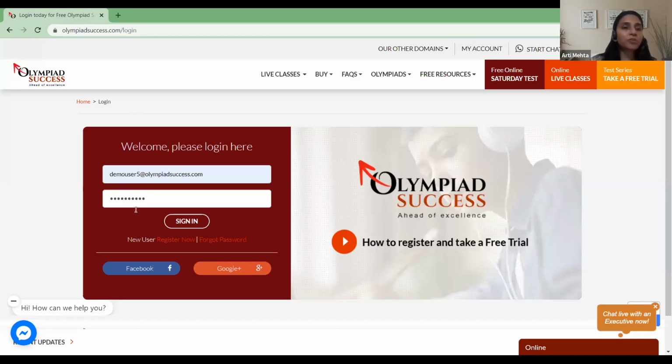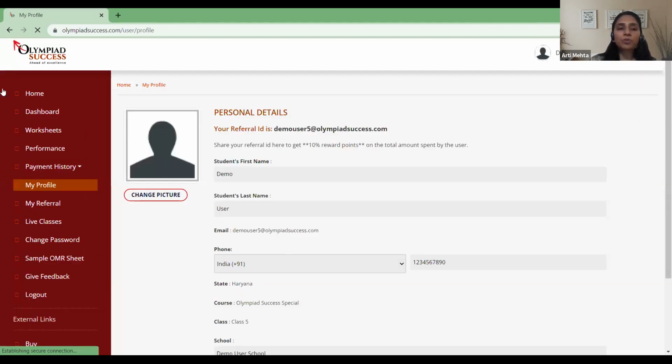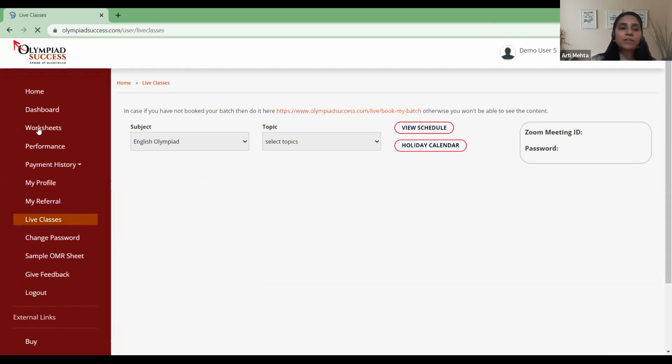So kids, what you need to do is go to this link, olympiadsuccess.com/login, enter your credentials, which is your user email and password, and click on the sign in button. Once you click on the sign in button, you would be redirected to your profile page. There are 2 important things to be kept in mind over here. First is the live classes, and second is the worksheets.